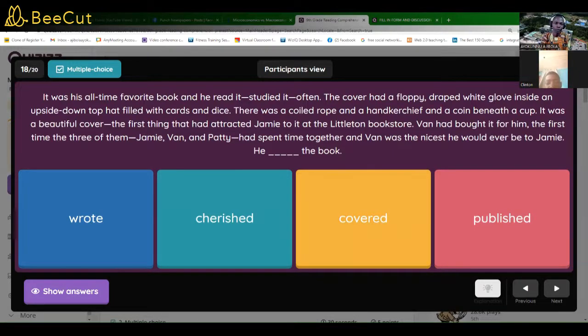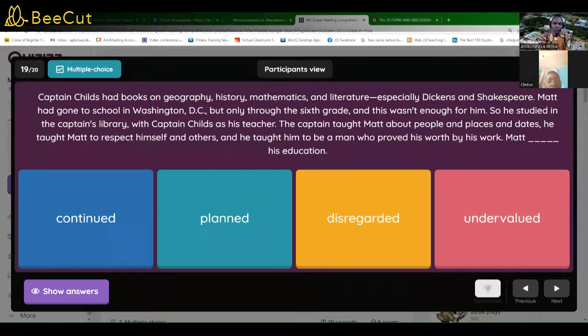Cherished. Cherish the books. That's correct. So, can you see this one? Read the next one.